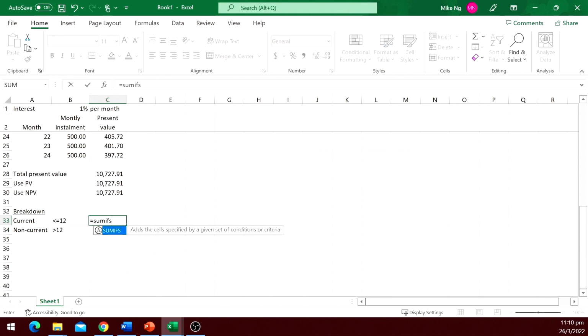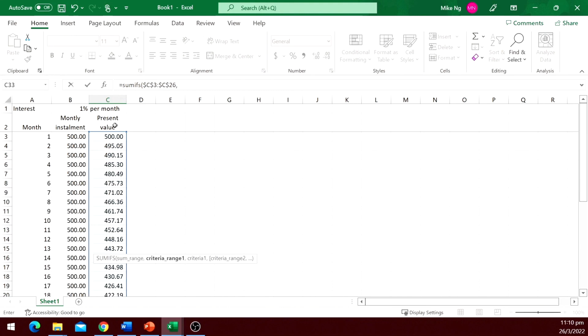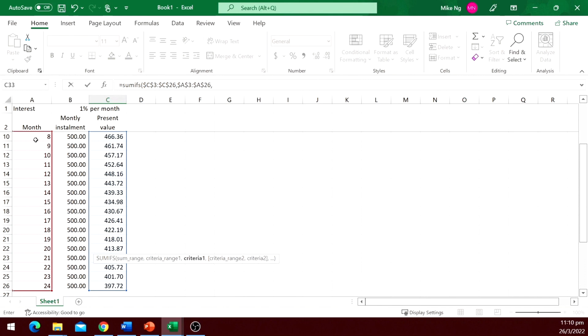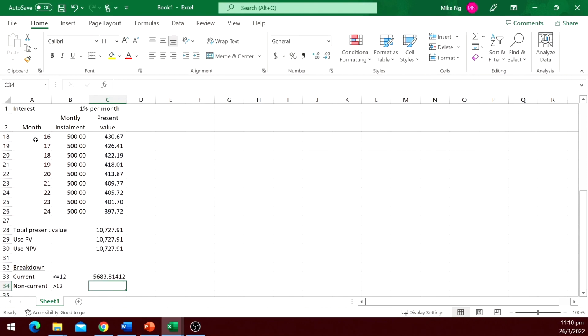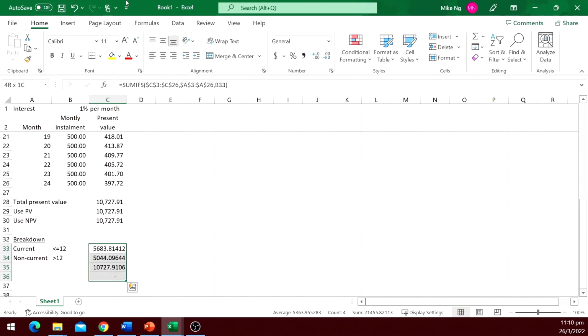Equals SUMIFS. First argument is present values. Make it absolute. The second argument is the month numbers, and again make it absolute. Then the third argument is the criteria. Cell B33. Copy the formula to non-current. Do a sum and check.